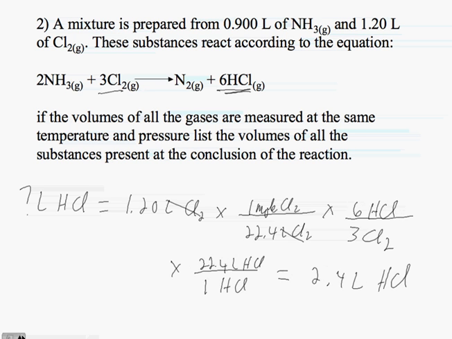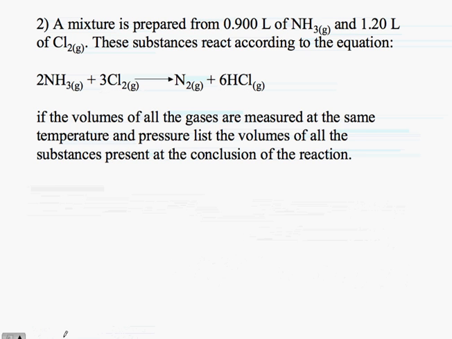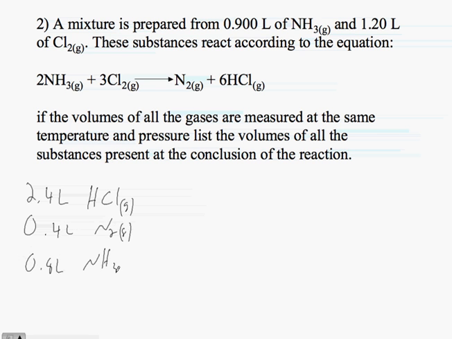All right, so based on what we've seen so far, we would produce 2.4 liters of hydrogen chloride gas, we would produce 0.4 liters of nitrogen gas, and we would need 0.8 liters of ammonia gas.